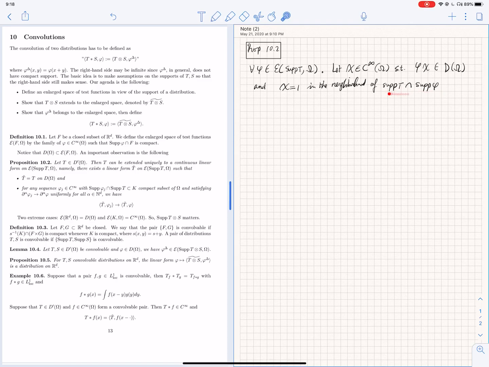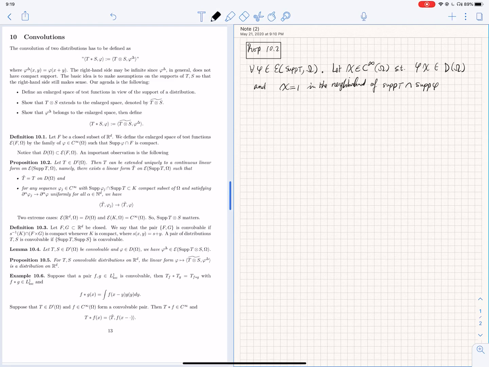Recall that this set is contained in a compact set because of the definition of this enlarged space of test functions. Okay, so chi equals 1 in a neighborhood of this compact set. Of course, we can take chi to be a cutoff function. In other words, chi has compact support, but this is not necessary. All that I require is that the product of these two functions is in the space of test functions, and also that it equals 1 in a neighborhood of the intersection of the support of T and the support of phi. Okay, this is the region which matters for the distribution T.